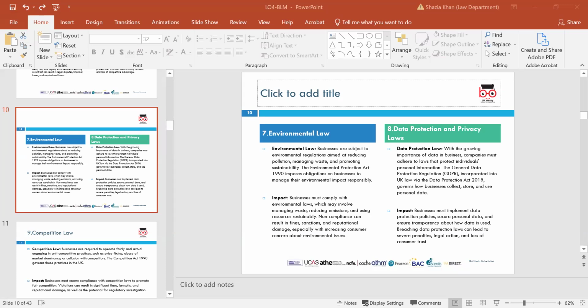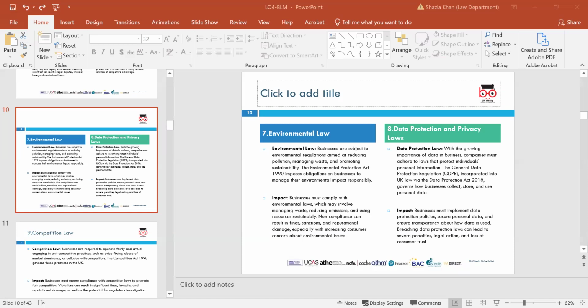The next one is data protection and privacy law. As with the GDPR, we mentioned earlier about data protection. Under the Data Protection Act, companies and businesses must protect personal data and store it correctly. So it's really important that data protection laws are taken into account seriously, as they are non-negotiable.